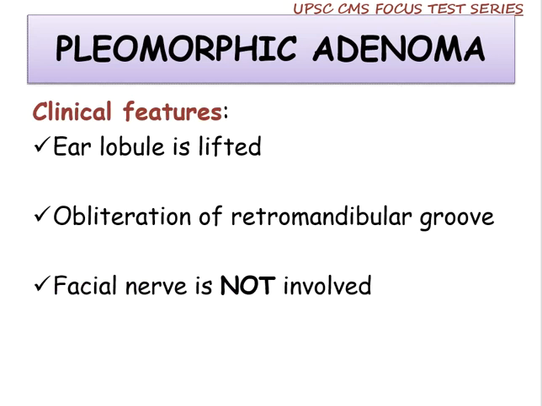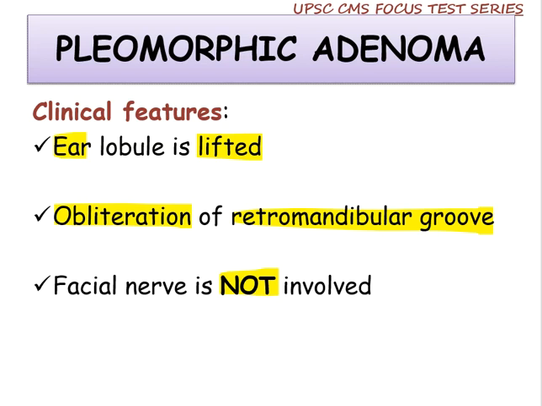It's a swelling in the parotid region, right? So the classical features are the earlobe will be lifted. Second, there would be obliteration of the retromandibular groove. These are the two important findings which will tell you that it's a tumor arising from the parotid region. Very, very important, because this is a benign tumor, facial nerve is usually not affected and you won't see any features of facial nerve paralysis in a patient with pleomorphic adenoma in general.